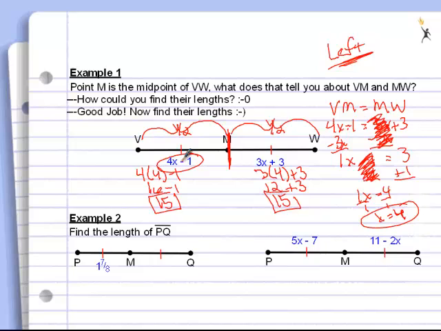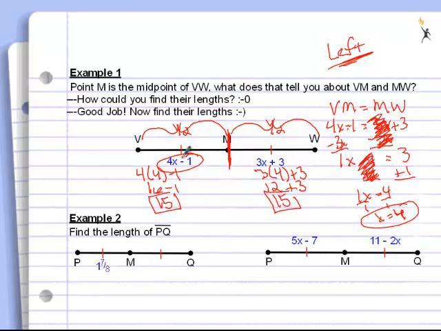4x minus 1 is not a real length. If you went to the lumber yard and said, hey, I need 4x minus 1 feet of 2x4s, they're going to smack you with a 2x4. But if you say, hey, I need 15 feet of 2x4s, they know exactly what you're saying. 4x minus 1 is just the algebra behind the geometry.